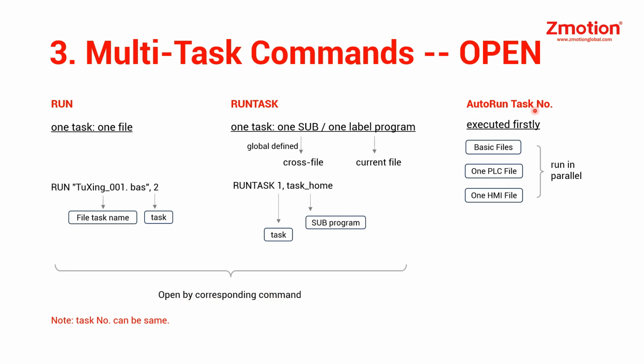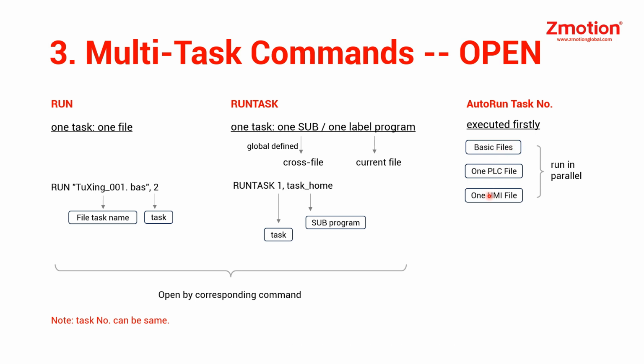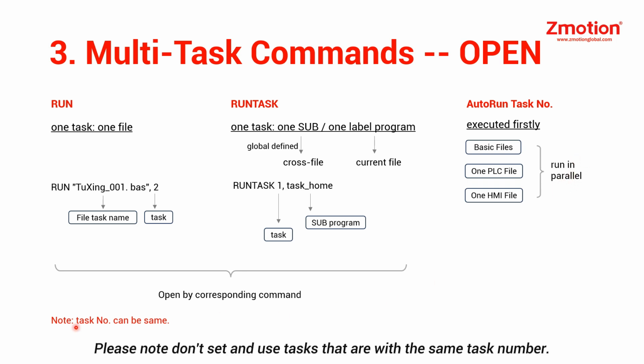But it is different. The file with the number will be executed first when powered on. For a basic file, several numbers can be set. For PLC and HMI, only one number can be set. But they can run at the same time, even cross-file. Please note don't set and use tasks with the same task number.